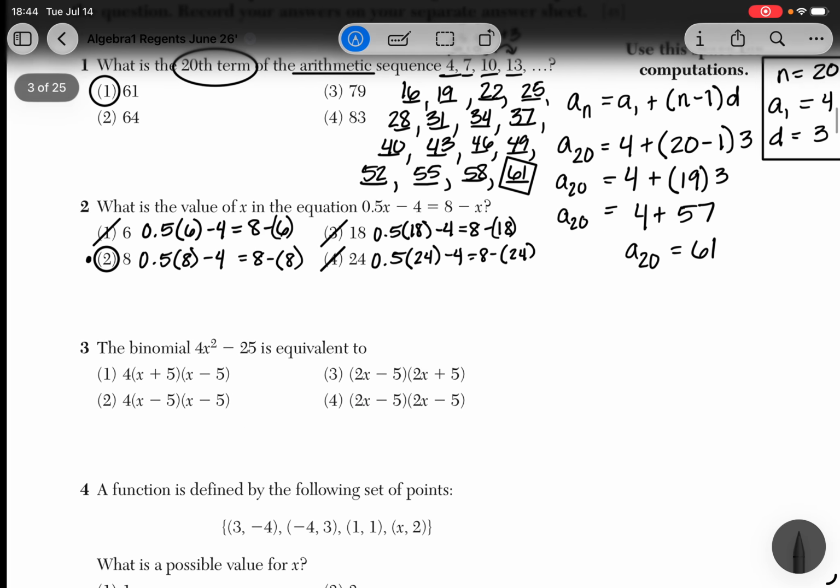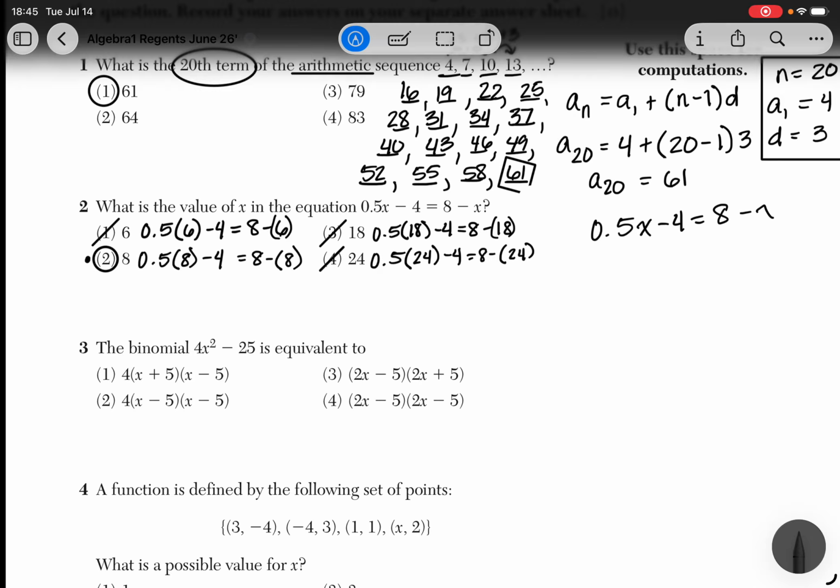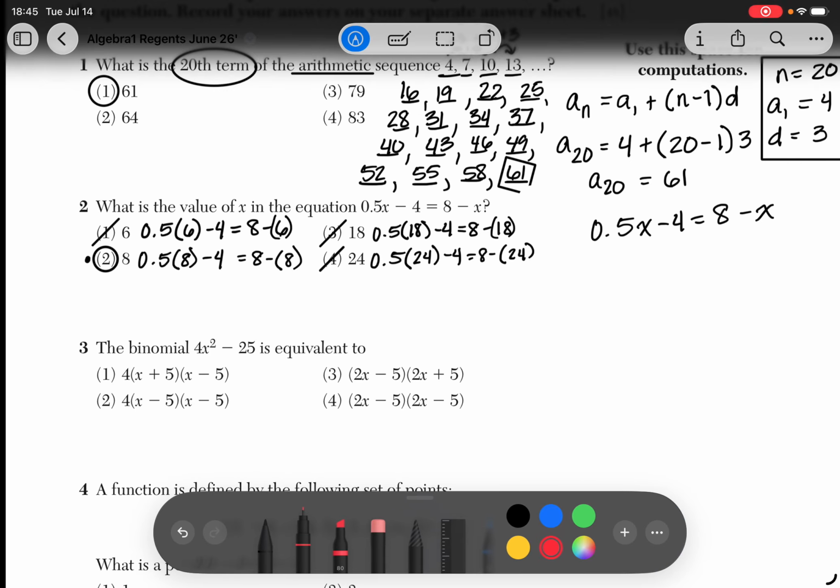Another way for you to solve, if you're somebody who likes to solve algebraically, we can actually combine our like terms. So I'm going to erase a little bit of what we have at top, just so we have some space. So we have 5/10 x minus 4 equals 8 minus x. When we have problems like these, we want to make sure that we get our like terms to one side. So for example, 0.5x is a like term with negative x. And remember to keep those signs in front. And then negative 4 is a like term with 8.